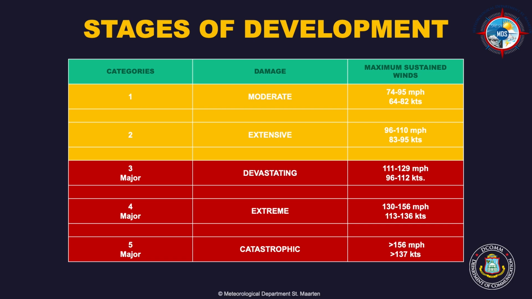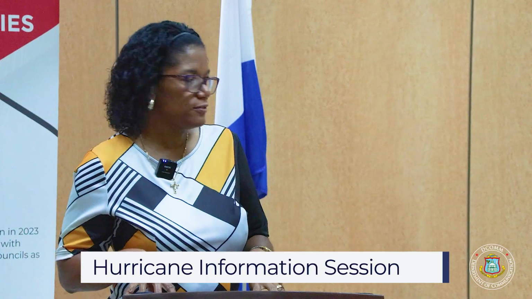It creates moderate damage. Just a big tree, the branch would break. If you have light shingles on your house, it would blow away. Category 1, not so strong. Then it moves to category 2. Extensive damage, a little more damage. Once it hits 3, we have major hurricanes. So 1 and 2 is not that major. When you hear them talking about a major hurricane, it's either category 3, 4, or 5.